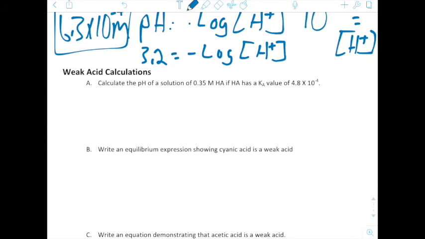Now, looking at weak acid calculations. So it's weak acid, so not all of it is going to ionize.